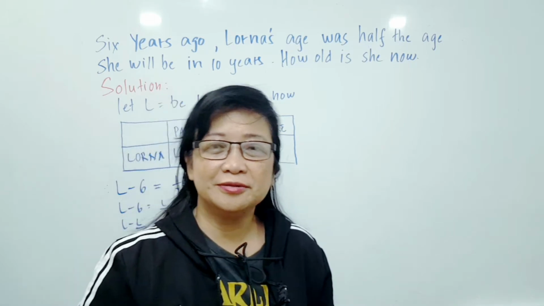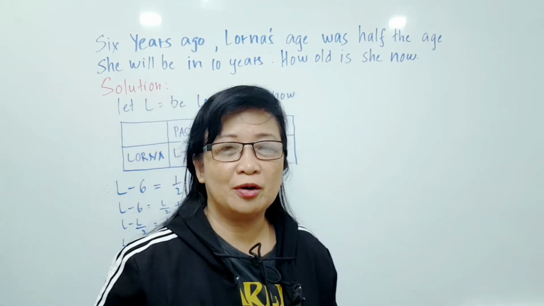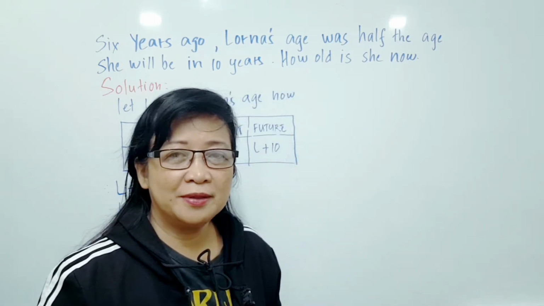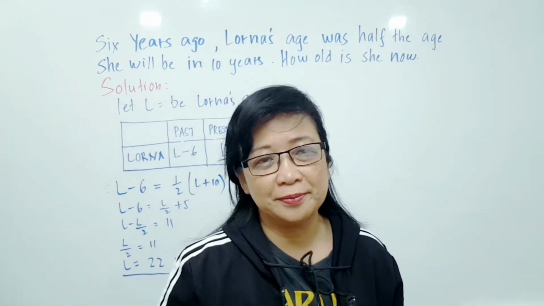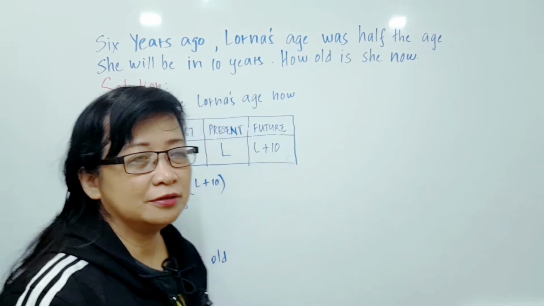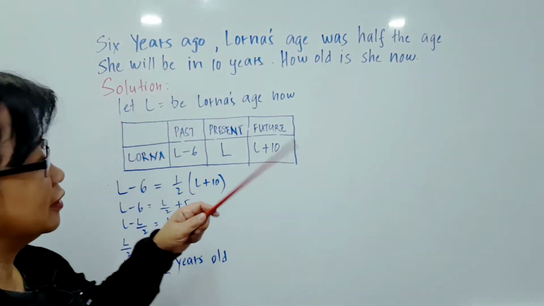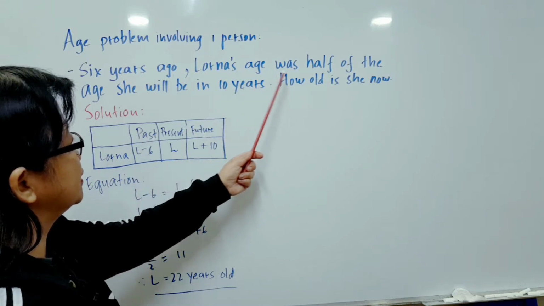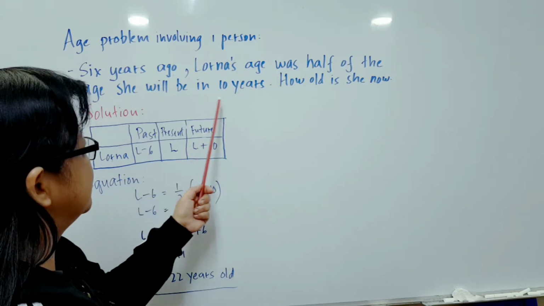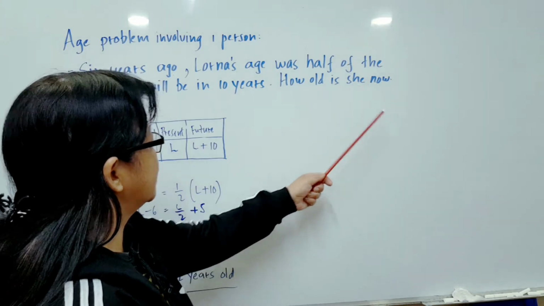In today's tutorial, we will solve age problems involving a single person, two persons, and three persons. The first question involves a single person. 6 years ago, Lorna's age was half of the age she will be in 10 years. How old is she now?